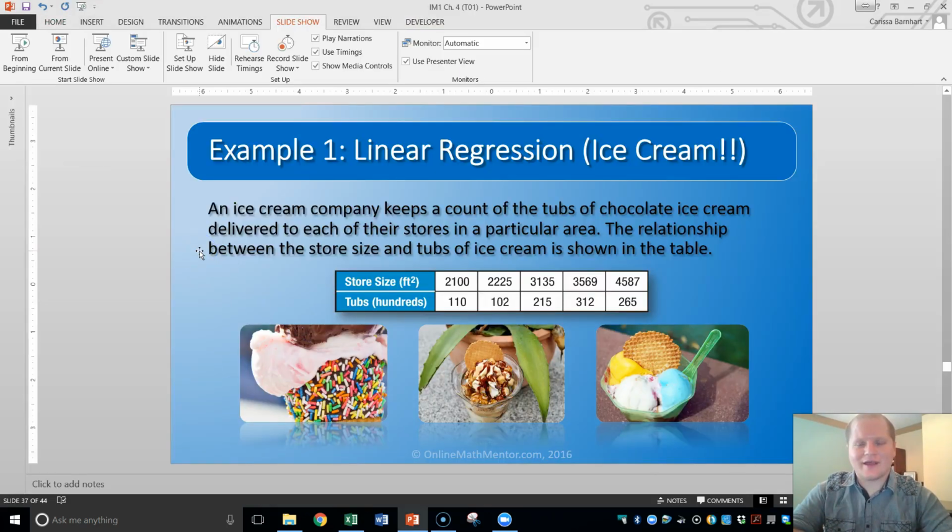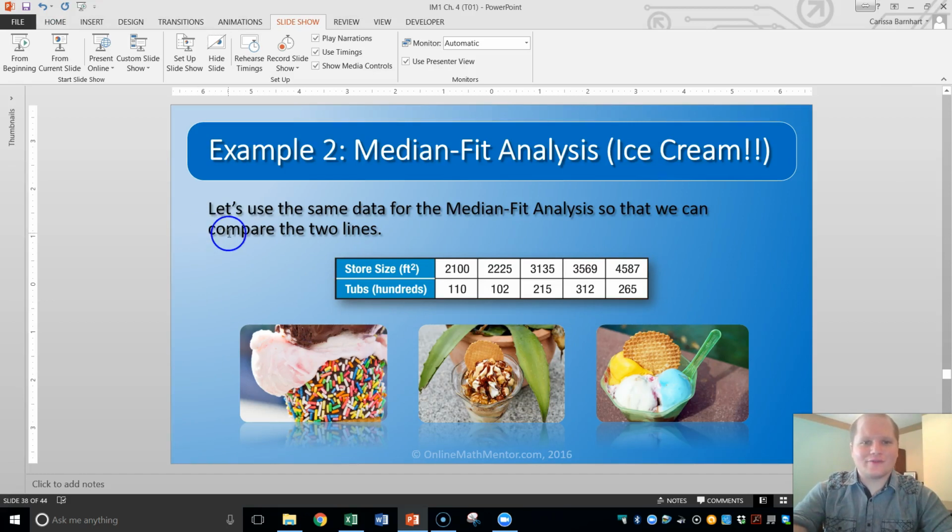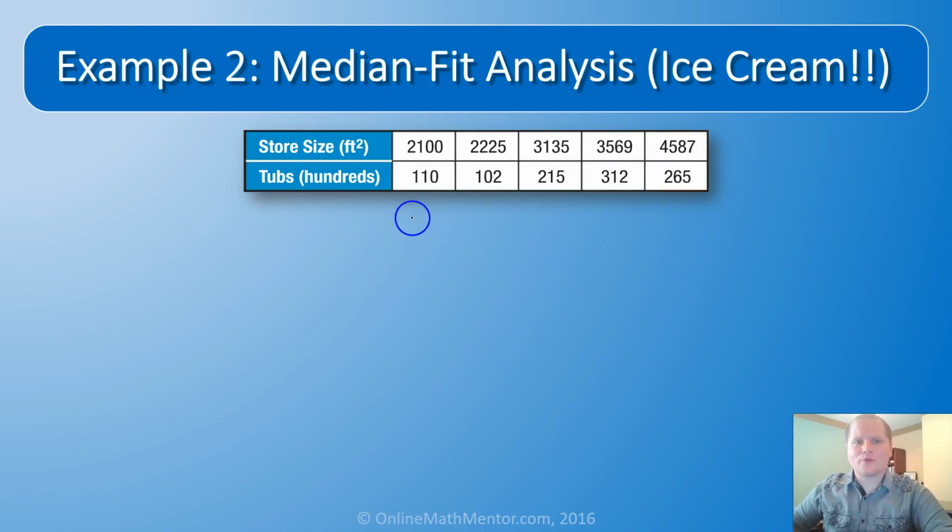Now going back to our slides, example 2 is doing a median fit analysis for the same data so that we can kind of compare how they match up. So when we're doing a median fit analysis, we want to separate our data into 3 sections of roughly equal size, and you always want the first section to be equal to the last section.